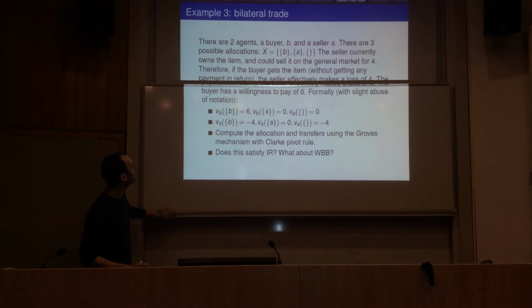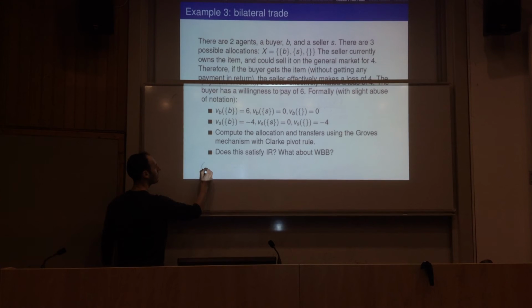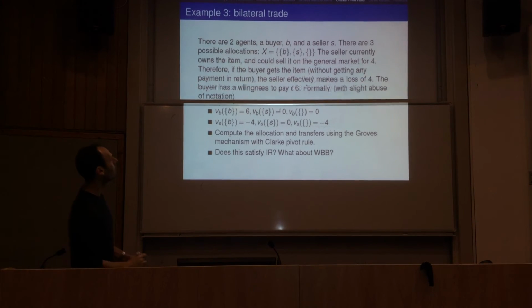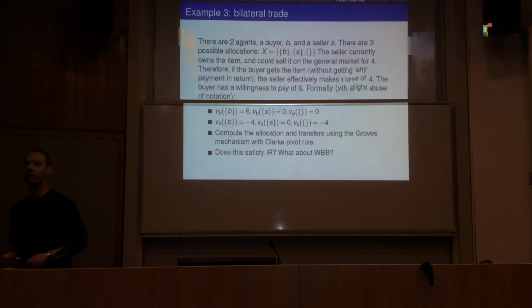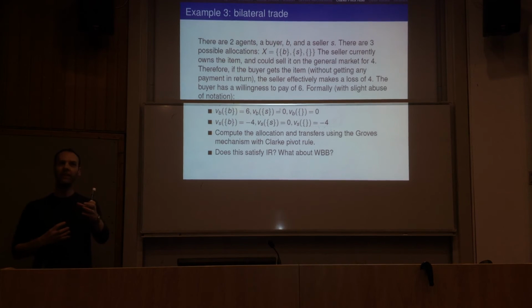Okay. So let's have a look. First of all, what's the optimal allocation in this case? Yes, B gets the item. And what's the social welfare there? 2. Okay. So there's a surplus of 2 to be made by exchanging the item from the seller to the buyer.